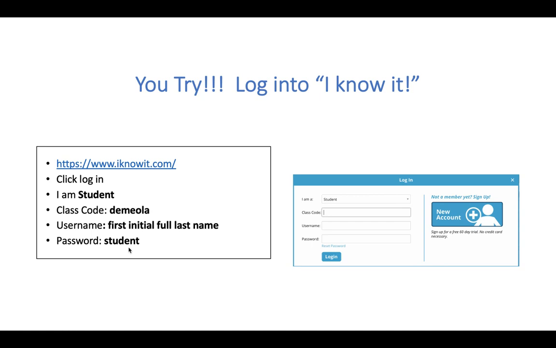And that's it for today. You do not have anything to turn in today. Your I Know It activity is the only activity that you need to do, and it will be automatically sent once you complete it. So there is nothing to turn in for your math assignment today.